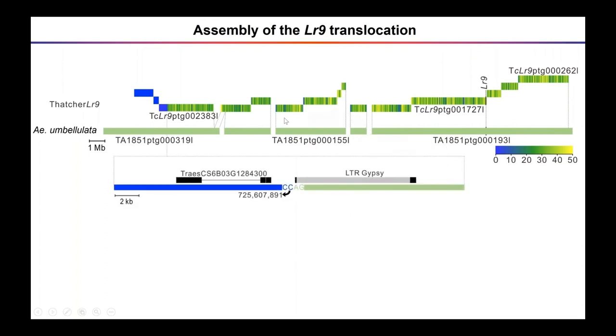And we were able to nail the breakpoint of introgression to a base pair level. Here you can see there is a bread wheat NLR gene on the left and the Aegilops umbellata transposon element on the right.